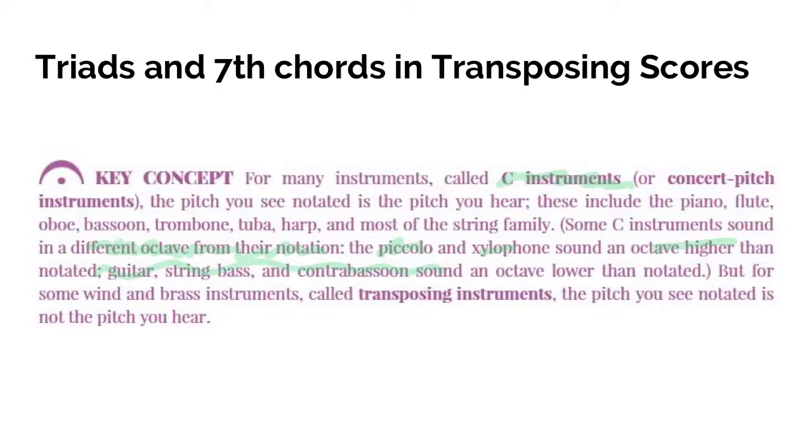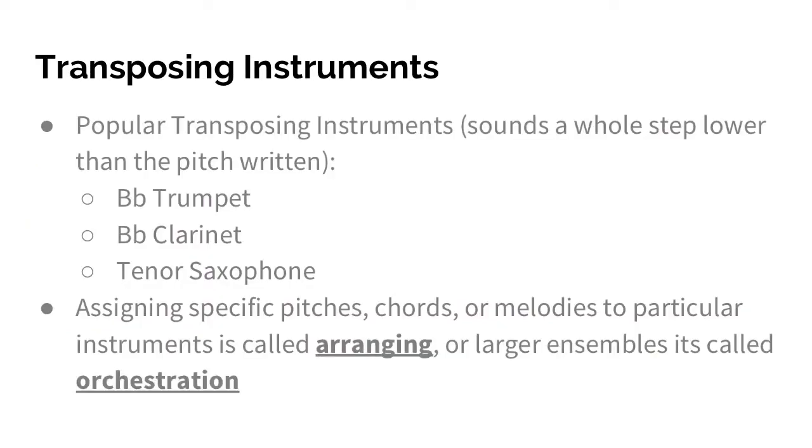But for wind and brass instruments, we call these transposing instruments. So the pitch you see notated is not the pitch you hear. Popular transposing instruments sound a whole step lower than the notation: the B-flat trumpet, B-flat clarinet, and tenor saxophone.